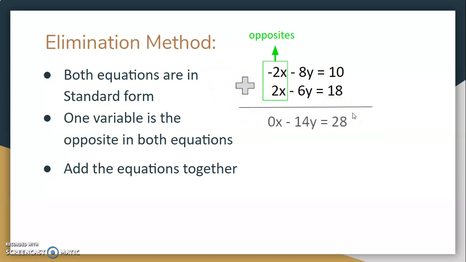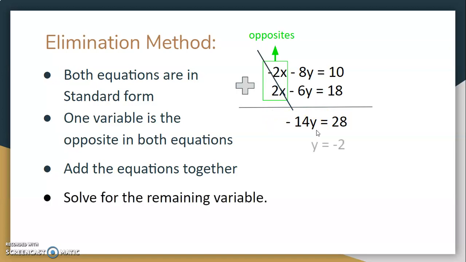When I do that, you can see negative 2x plus 2x is 0x. I also have to add the y's. Negative 8y plus negative 6y is negative 14y. And 10 plus 18 is 28. Now the good news about that is we don't really need that x. It's gone. And it leaves me with a simple equation that I can solve for y. So if I divide both sides by negative 14, I'll get that y is equal to negative 2.